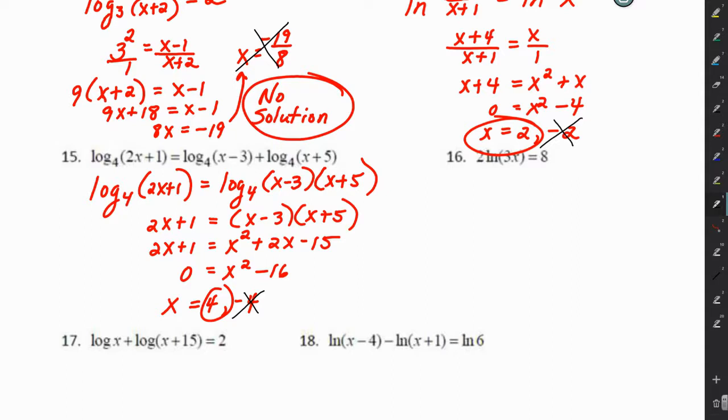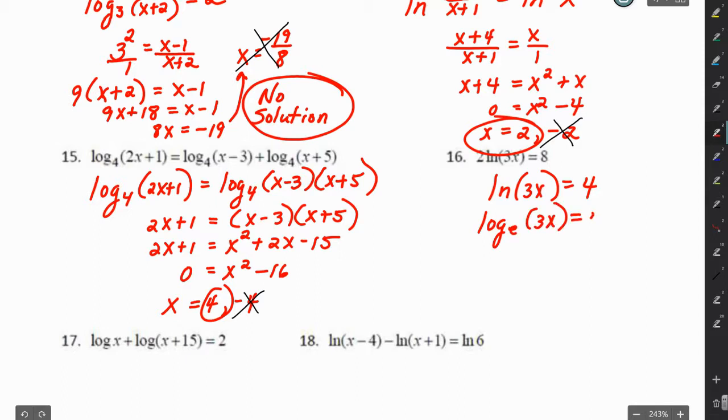Okay. First thing we want to do, always, always, always isolate the log. We want to divide both sides by 2. Now we can put it in exponential form. Again, if that ln bothers you, rewrite it as log base e, and then put it in exponential form. The base is e. The exponent is 4. The answer is 3x. So e to the 4th divided by 3 equals x.